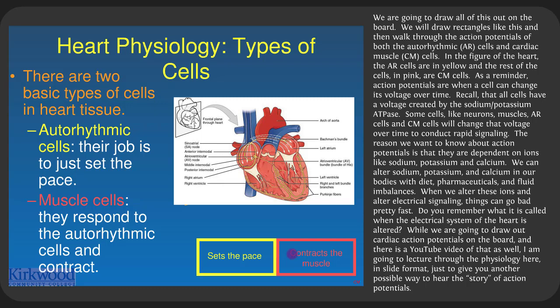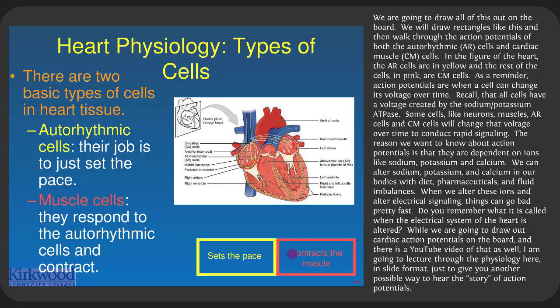The reason we want to know about action potentials is that they are dependent on ions like sodium, potassium, and calcium. Do you hear how fast I say that? I've said sodium, potassium, calcium so many times in my life, and you're going to say it multiple times too, because we can alter sodium, potassium, and calcium in our bodies with diet, pharmaceuticals, fluid imbalances, and kidney problems. So when we alter these ions and alter electrical signaling, things can go pretty bad pretty fast.